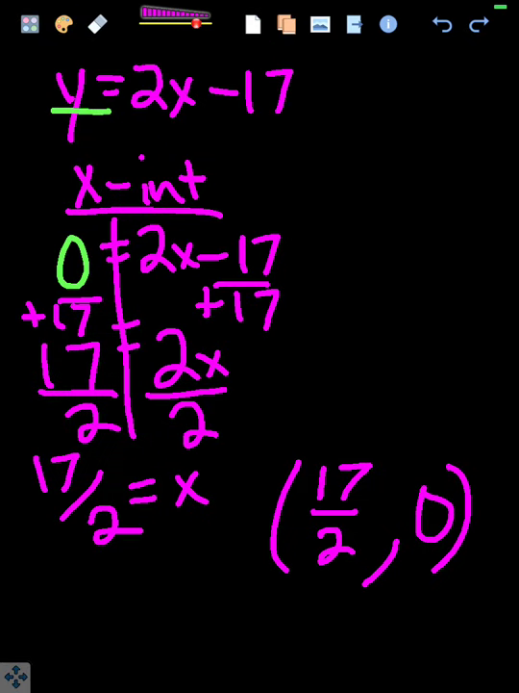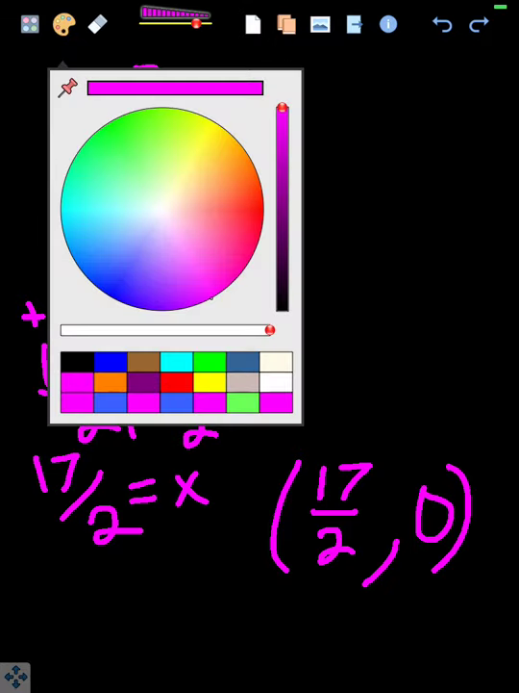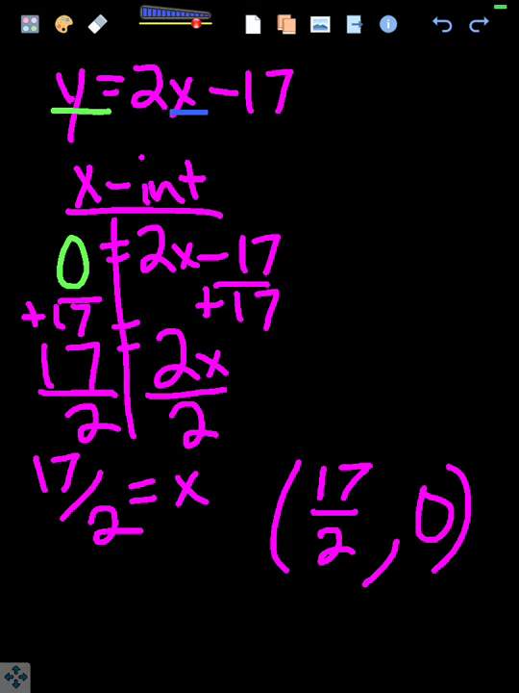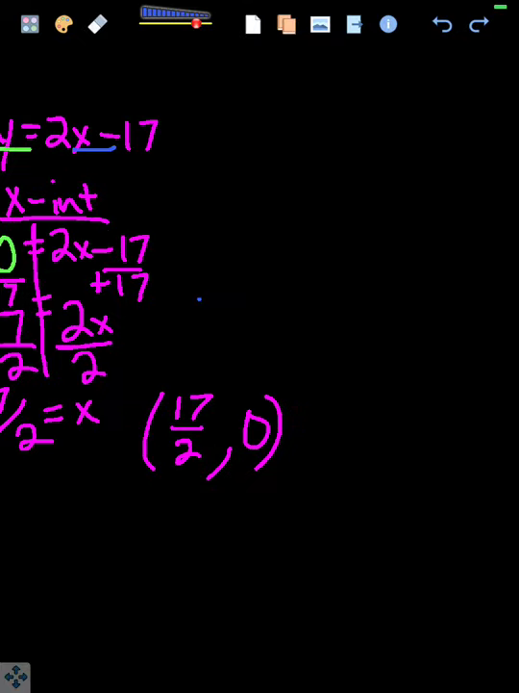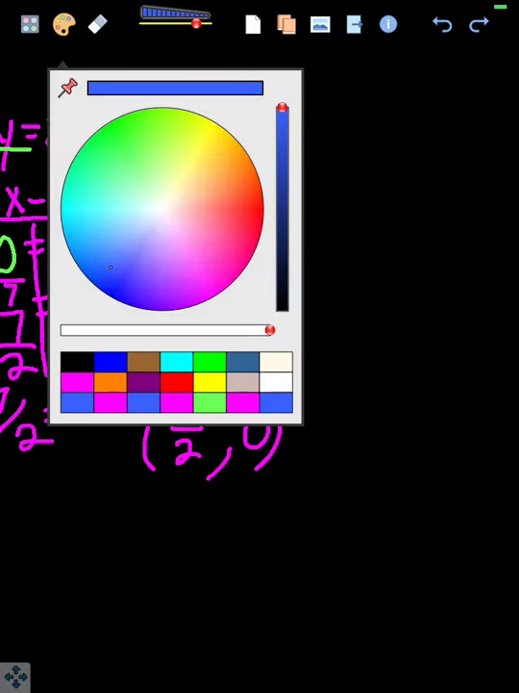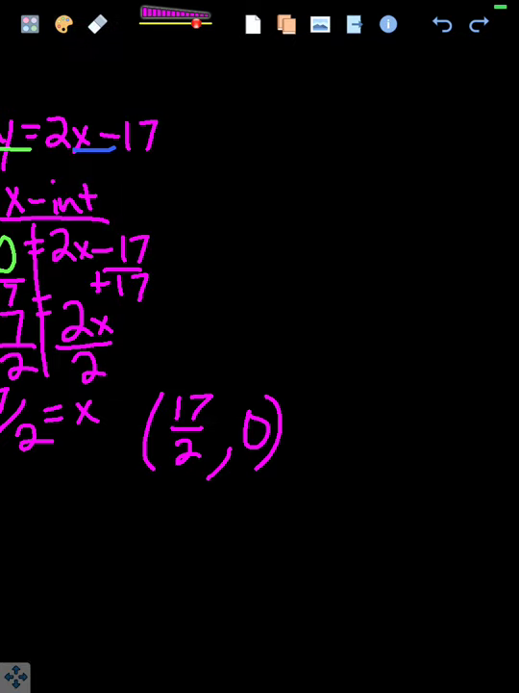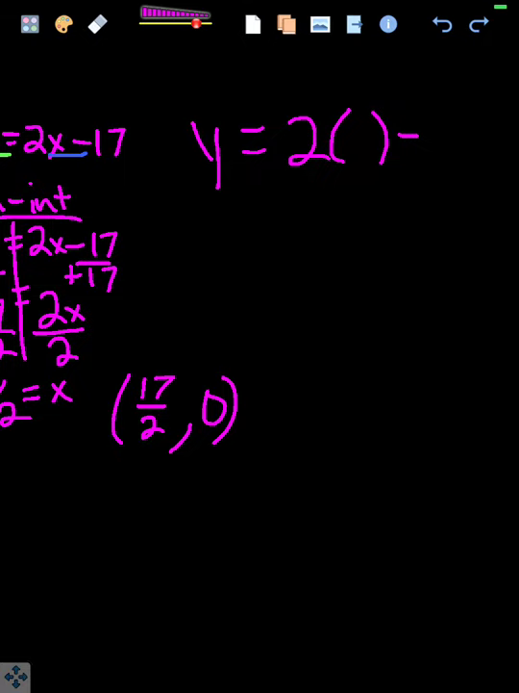Now we want to find the y-intercept. So you're always plugging in 0 for the other variable. So now we're going to plug 0 in for x. So we're going to do y equals 2 parentheses 0 minus 17.